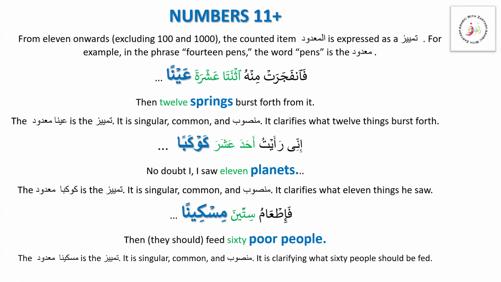The next example is fa it'amu sittina miskina. So what is other than madud here? We have sittin, 60. Then they should feed 60. 60 what? So tamyiz is going to clarify what 60 people should be fed. So here, فَإِطْعَامُ سِتِّينَ miskina, then they should feed 60 poor people. So here we have this madud miskinan as a tamyiz.